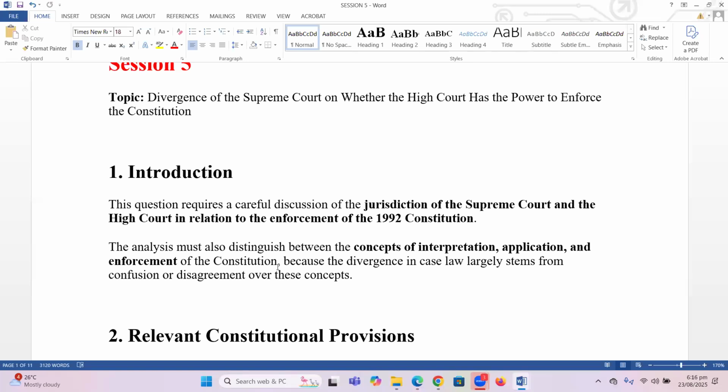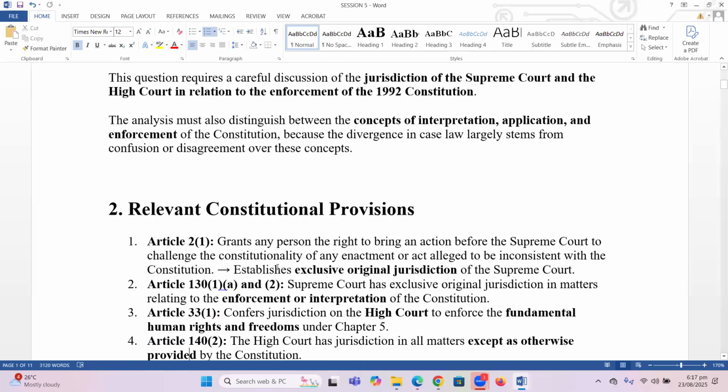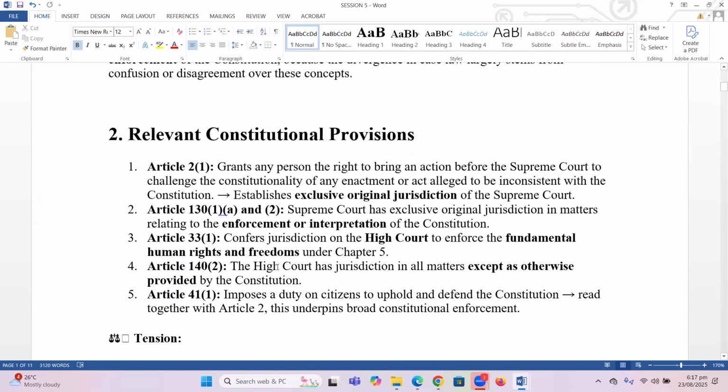Subject to the jurisdiction of the High Court in the enforcement of fundamental human rights and freedoms, as provided in Article 33 of this Constitution, the Supreme Court shall have exclusive original jurisdiction in all matters relating to enforcement or interpretation of this Constitution, and in all matters arising as to whether an enactment was made in excess of the power conferred on Parliament or any other authority. Good. So that is where it becomes important whether the concepts of interpretation, application, and enforcement of the Constitution are the same or not. So that is the background to the question which came.